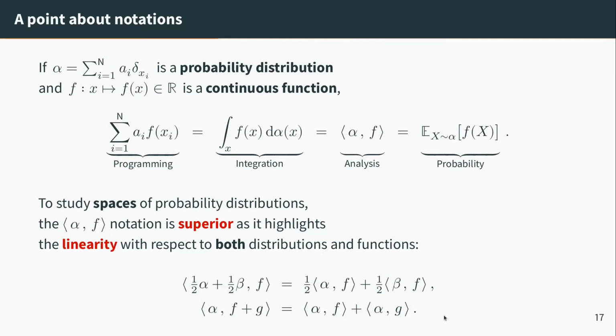And so that's clear notation that allows you to consider combinations of distributions. For instance, it's something that is extremely hard to write if you use the probabilistic notations. Because when you look at this notation, it's not clear at all that the expectation of f of x, when x follows 1/2 of alpha plus 1/2 of beta, is going to be 1/2 of the expectation of f with respect to alpha plus 1/2 of the expectation of f with respect to beta.